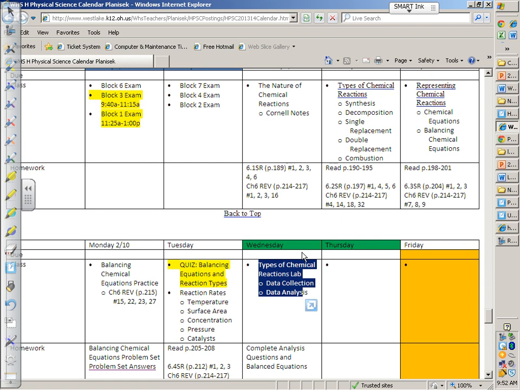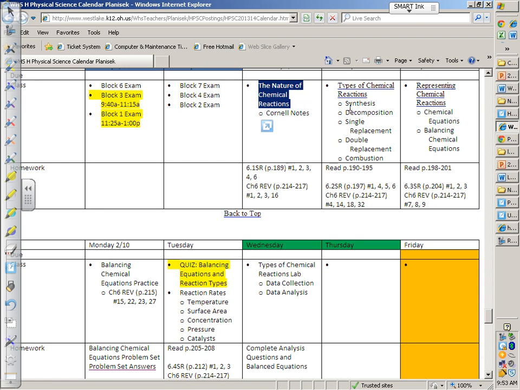So, up on the board is our calendar from the past week, just to make sure we review where we've been. First thing we did on the first day of this unit dealt with the first section of chapter 6 and introduced you to terms like chemical reaction, reactants, products, exothermic, endothermic. We already started to use some of them. We'll use more of them as this unit goes on.